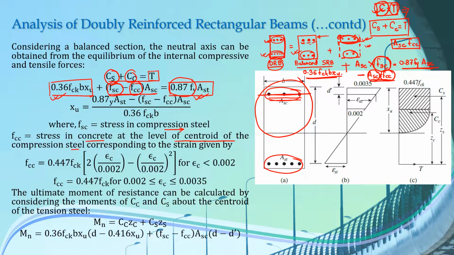fsc minus fcc. Now the tensile forces, if we assume the total tensile reinforcement Ast1 here and Ast2 here, then the tensile force will be Ast1 into fst1 plus Ast2 into fst2. If we have assumed that the steels in both these cases have yielded, fst will be 0.87 fy and Ast1 plus Ast2 will be the total tensile steel reinforcement, which is Ast. In this way we get the tensile force. So this is our equation of equilibrium here. If you rearrange this equation, we get the value of neutral axis depth from this formula here.